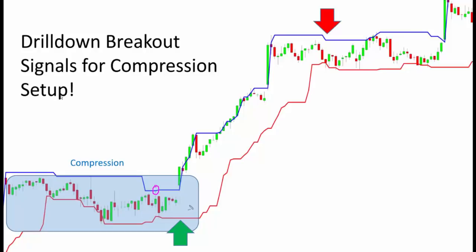So in this particular case, as you get into the compression pattern, you could have a false signal or two. You can see that we bought first time right here, and then we end up selling very shortly thereafter, and then we have a buy signal after that. So when we finally break above the blue line, right above the green arrow here, this is our trade entry when it breaks above the blue line.